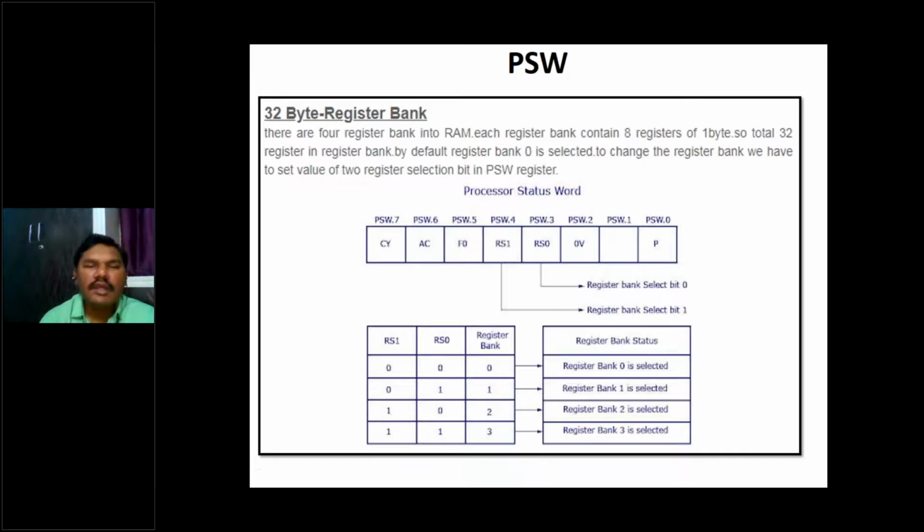Now how to call this one? Here you can see RS0 and RS1, the register bank selector bits. Two bits means 4 combinations. If RS0 and RS1 are both 0, bank 0 is selected. If 0 1, bank 1 is selected. If 1 0, bank 2 will be selected. If 1 1, bank 3 will be selected.